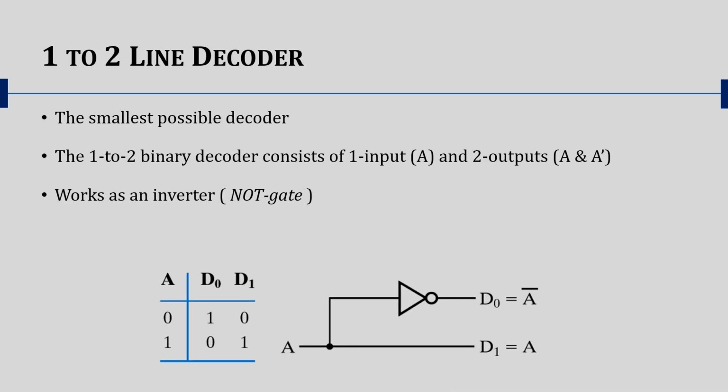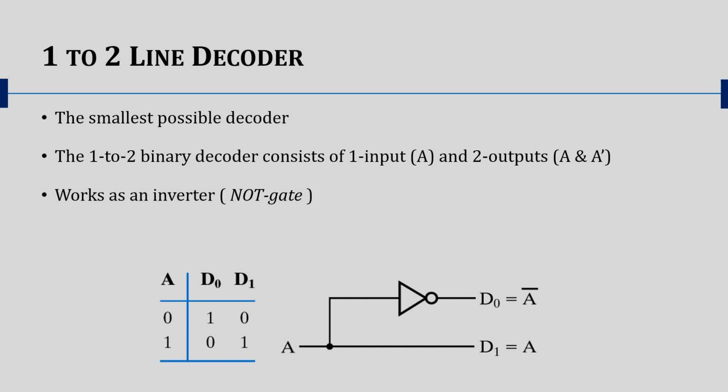Now let's look into the various types of decoders. First, let us look into the smallest possible decoder, that is the 1 to 2 line decoder. So here n is 1 and m is 2. That is, n means the number of input variables, right? So one input with two output lines. Okay, 1 to 2 line decoder.